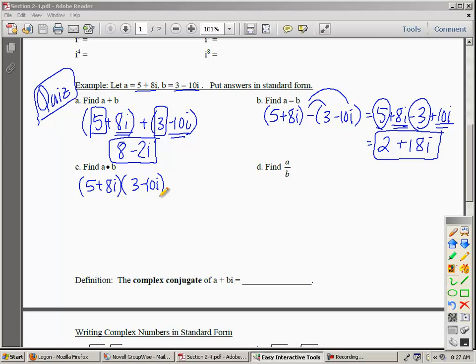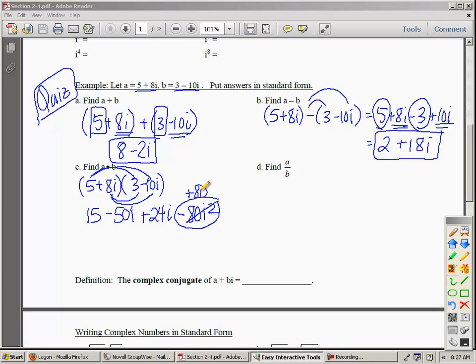And if you look, you have a binomial and a binomial, which means FOIL. So 5 times 3 is 15. 5 times negative 10 is negative 50i. 8i times 3 is 24i. And 8 times negative 10i is negative 80i squared. You cannot leave an i squared answer. i squared is exactly the same thing as negative 1. So negative 80 times negative 1 is really a positive 80.